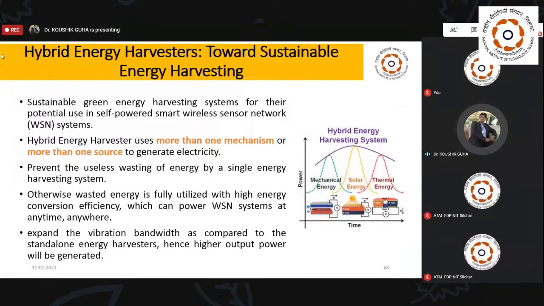So for the hybrid energy harvester, why is it sustainable energy harvesting? Because it is a sustainable green energy harvesting system with potential for self-powered smart wireless sensor networks. It uses more than one mechanism or more than one source to generate electricity. A hybrid energy harvesting system can also be thought of in terms of hybrid sources, where you can make a single harvester that takes multiple sources like solar, thermal energy, or mechanical energy. If we can combine all these three, then we can make a good hybrid energy system. So this is hybrid in terms of the source. That can also be done, but at this moment we are doing the hybrid in terms of transduction method, hybridizing between piezoelectric and electromagnetic transduction, and we want to develop a single system, a single package, where both transduction methods can be embedded.